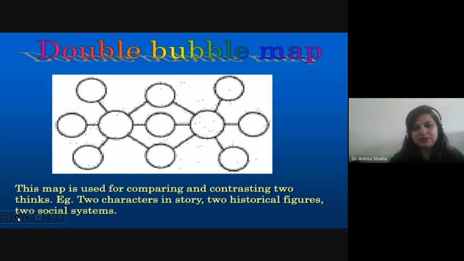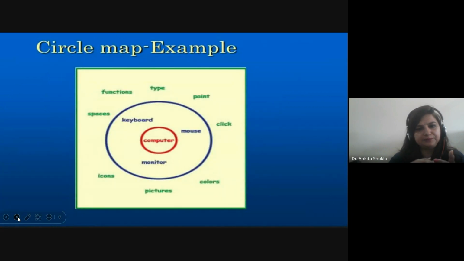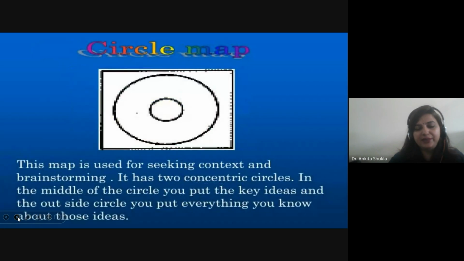It has two concentric circles. In the middle of the circle, you put the key ideas, and in the outside circle, you put everything you know about those ideas. I repeat these lines. It has two concentric circles. In the middle of the circle, you put the key ideas, and outside circle, you put everything you know about those ideas.